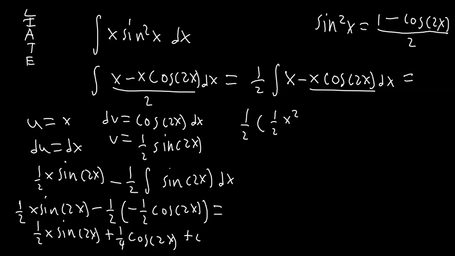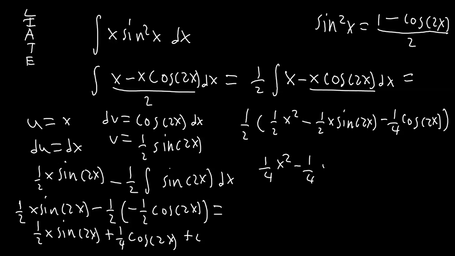Expression of minus 1/2 here, sine of 2x, and then minus cosine of 2x here, okay? When you compute all this, you would get a final answer of 1/4 x squared minus 1/4 x sine of 2x minus 1/8 of cosine of 2x.